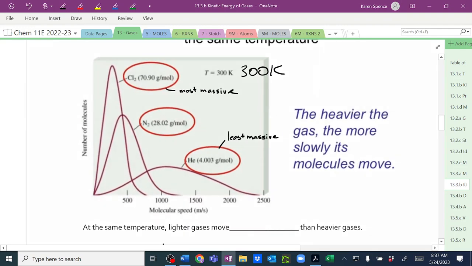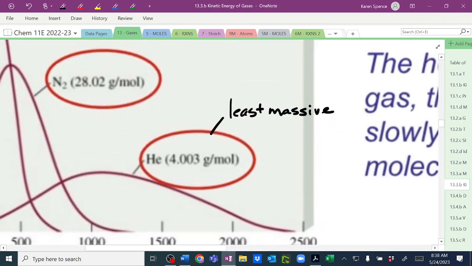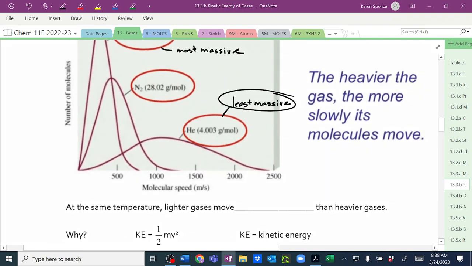Okay, so at the same temperature, what do you notice about lighter gases? Faster. It's all good. It's like when I'm giving directions to someone, I'm always like, it's on your left. Sorry, I meant your right. Okay, so the lighter gases move faster.